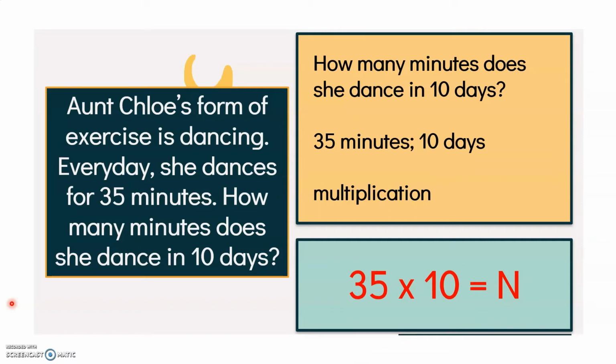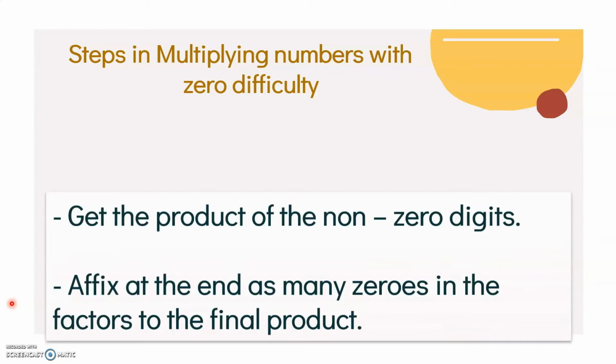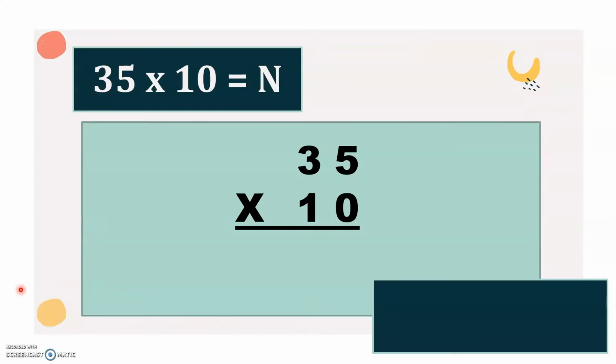But do you have any idea how to multiply 1 to 3 digit numbers by multiples of 10, 100, and 1000? Okay, so here are the steps in multiplying numbers with zero difficulty. First is get the product of the non-zero digits. And then, after that, affix at the end as many zeros in the factors to the final product. So, let's go back to our equation. 35 times 10 is equal to n. So, first, we need to arrange them vertically according to the proper place value.